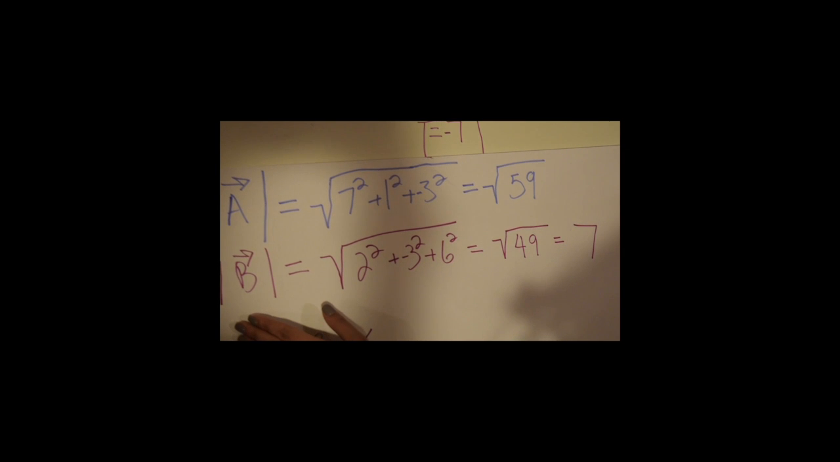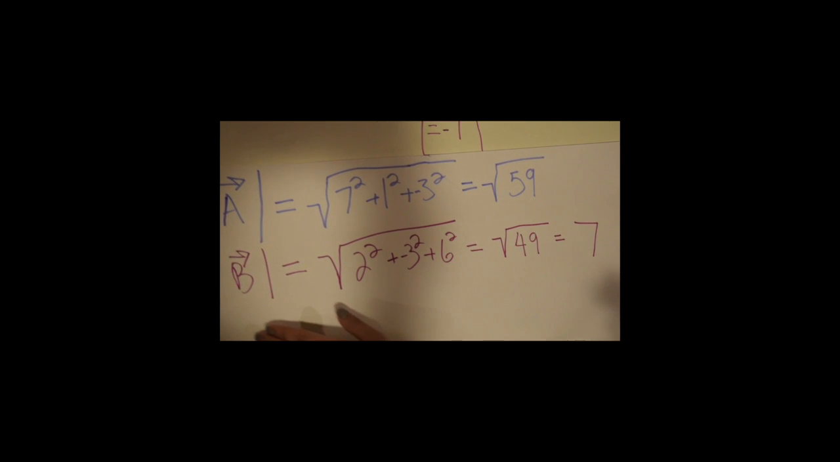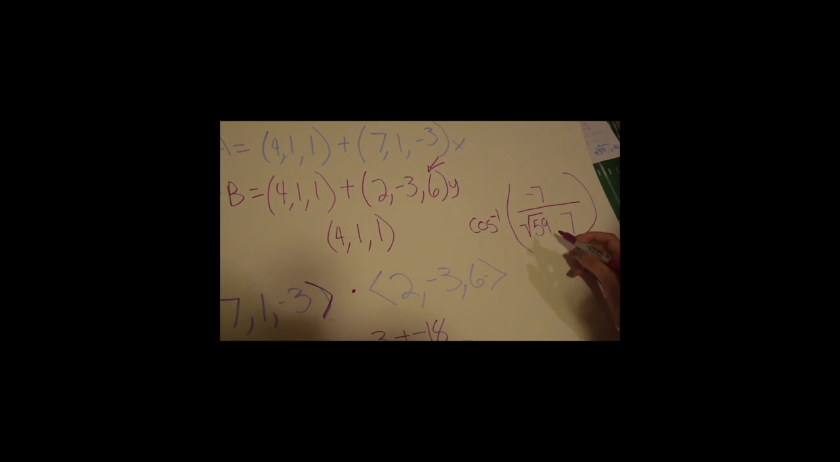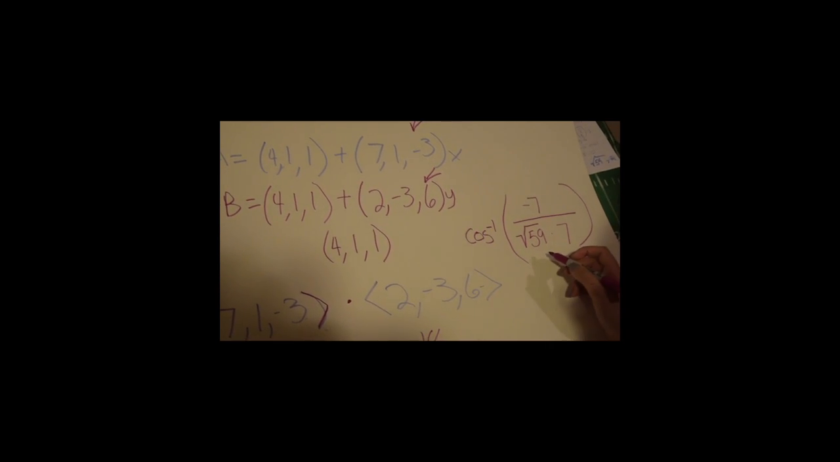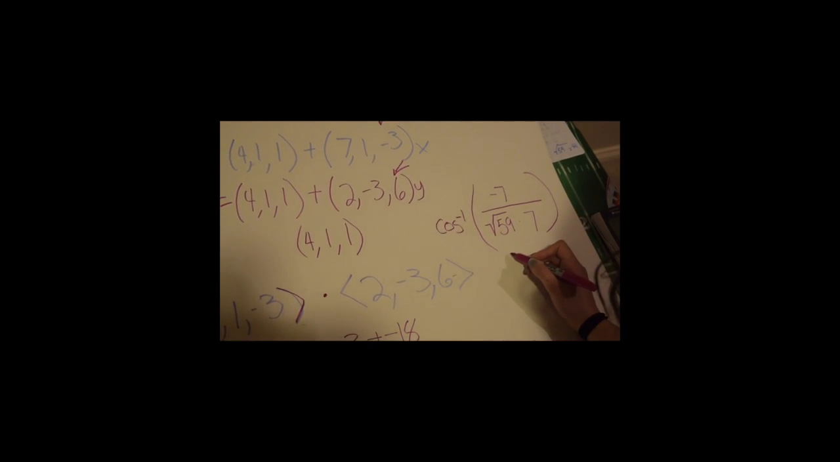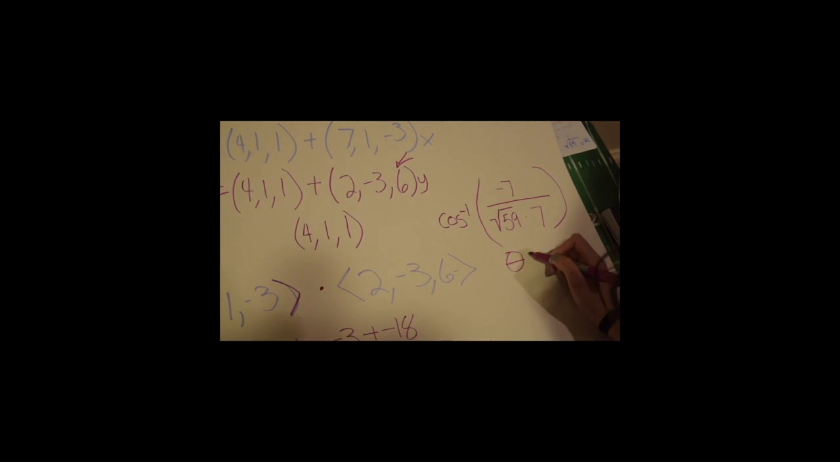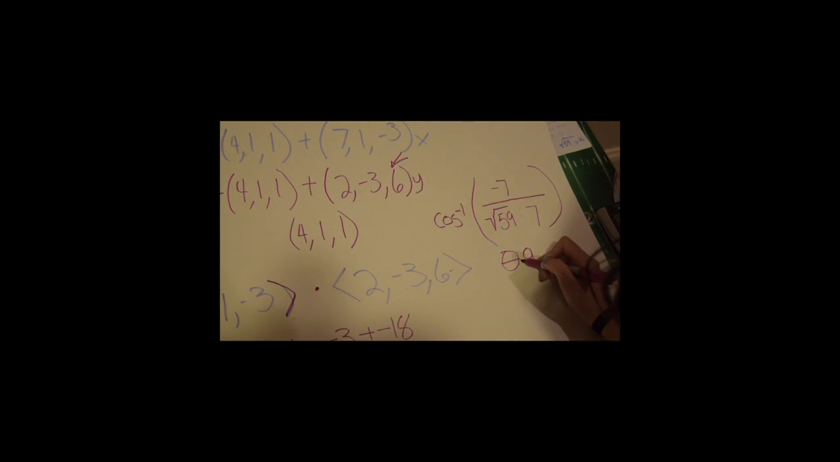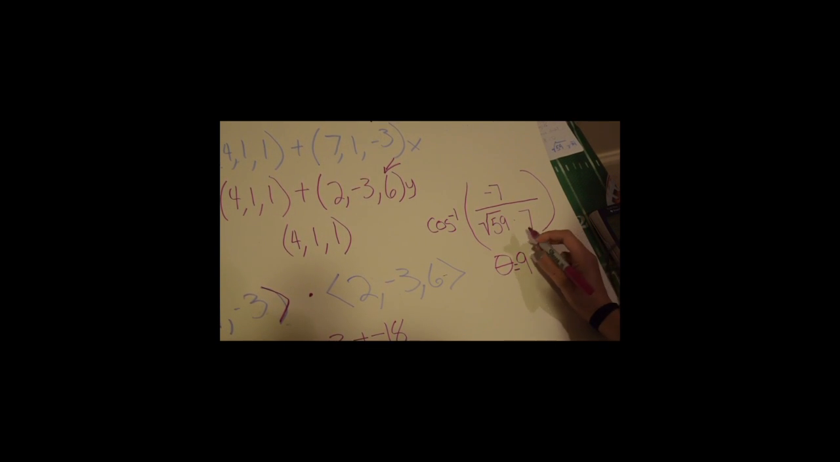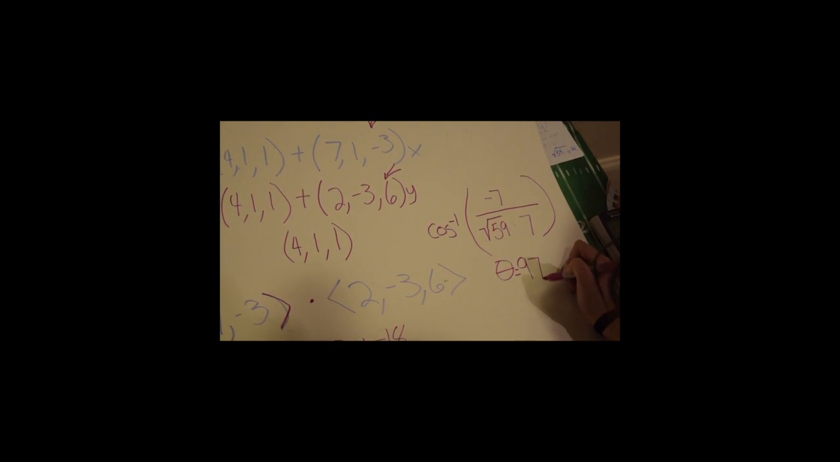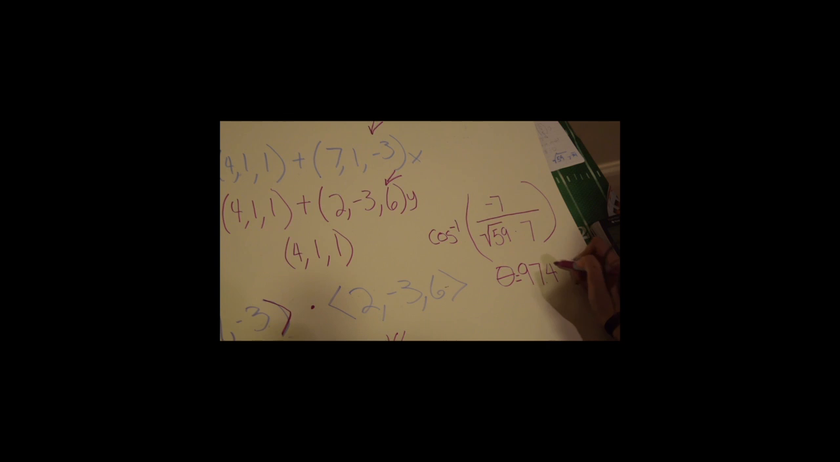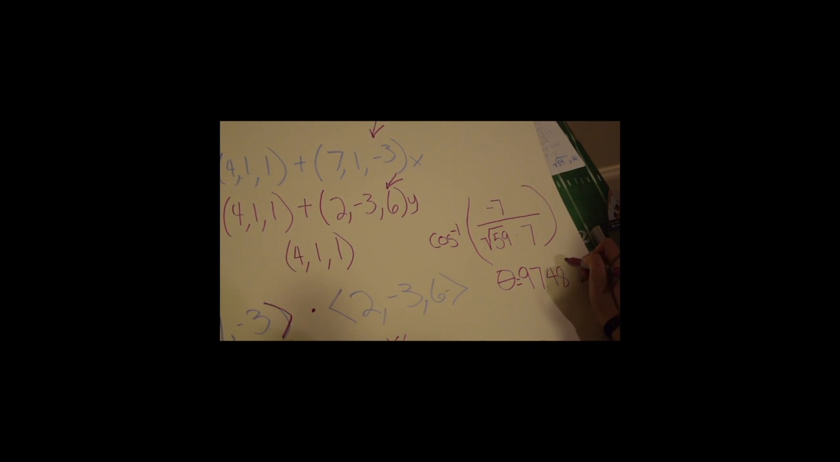Then, take the magnitudes of the two direction vectors. Once you have the magnitudes, you can set up an equation. First, you would put the dot product in the numerator. Then you would put the two magnitudes multiplied by each other in the denominator. Then to find the angle, you would take the cosine inverse of this entire number, and that would be the angle of intersection.